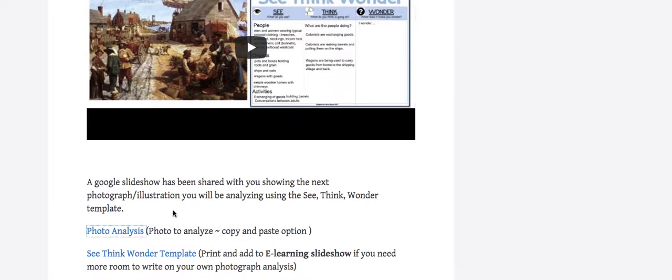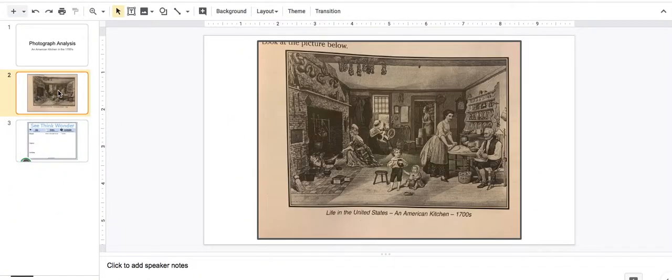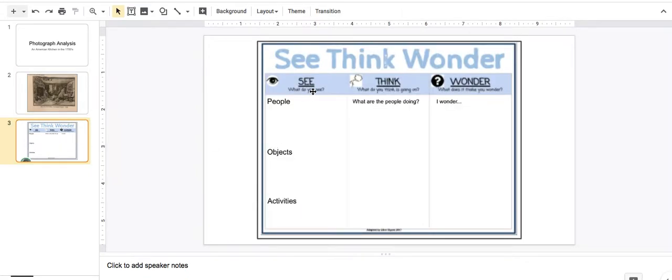And then down below, there is a photo analysis that you will need to look at. So let me see if I can find that here for you. Okay, so in that link, after watching the lesson, you will then need to do another analysis on this photograph. So remember everything that Ms. Luciano teaches you, and then you will do your See, Think, Wonder.